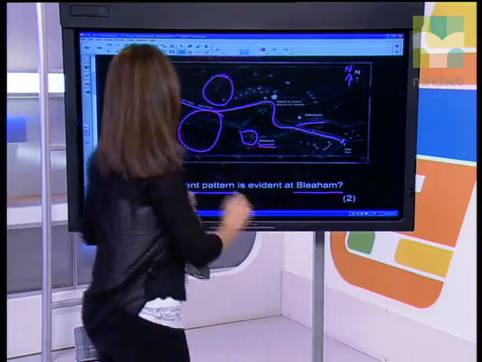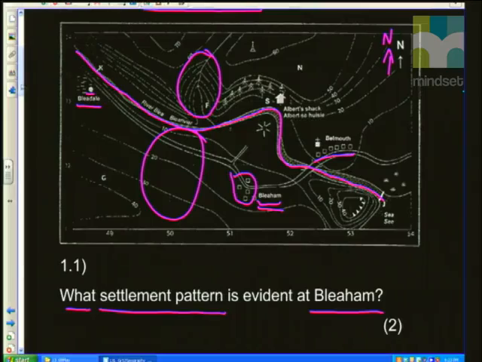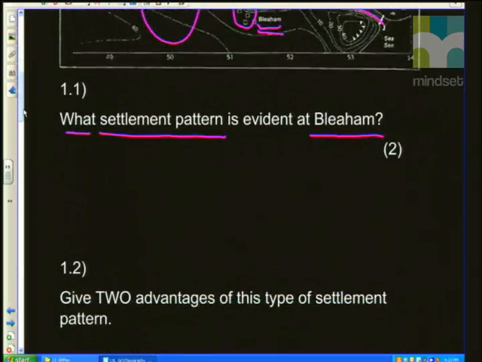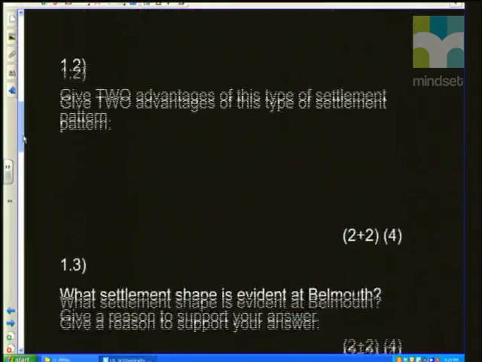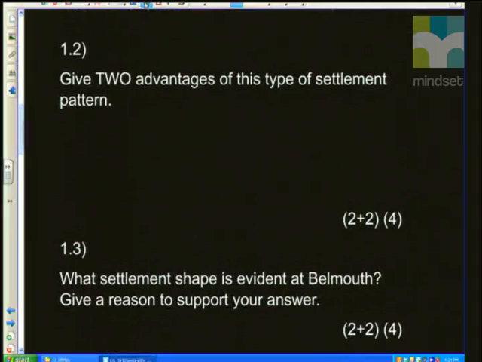Let's write that in. Right, so nucleated or clustered. And that will get you your 2 marks. Let's have a look at the next question. Give 2 advantages of this type of settlement pattern.